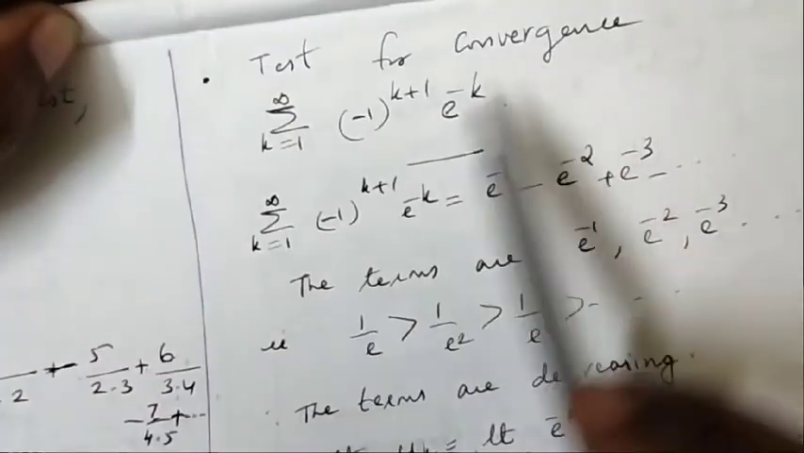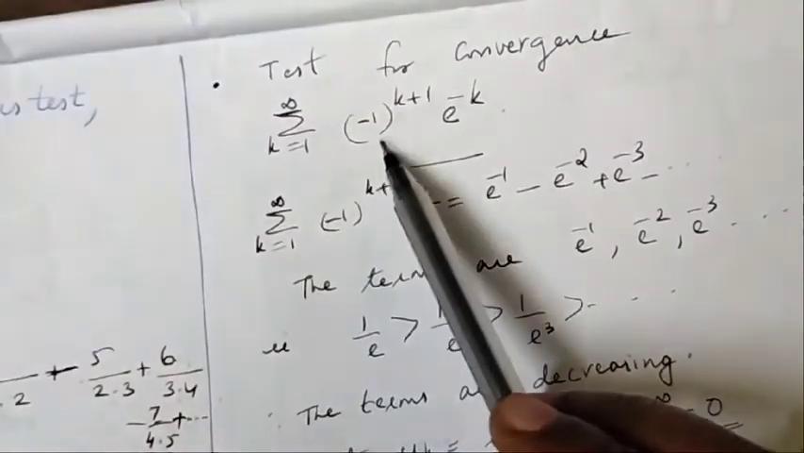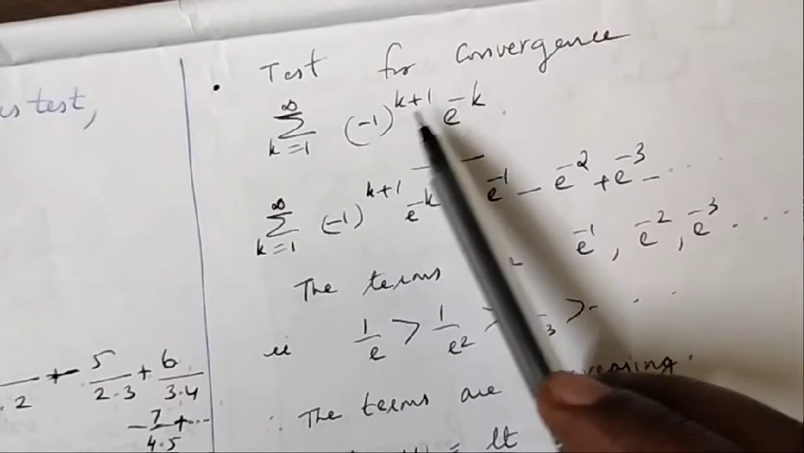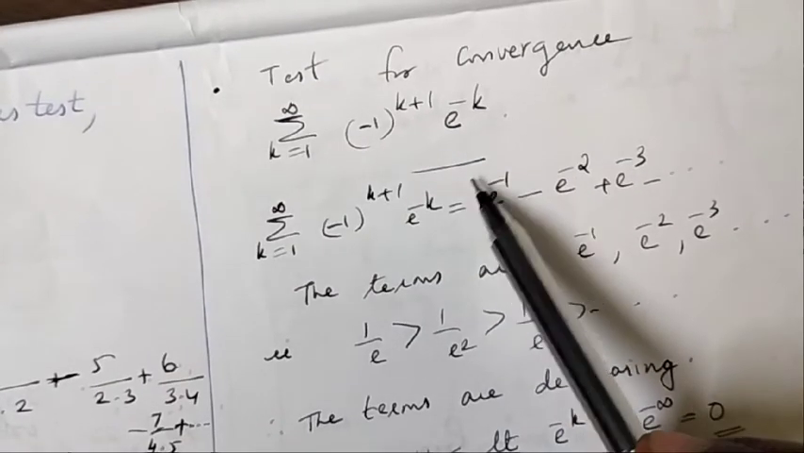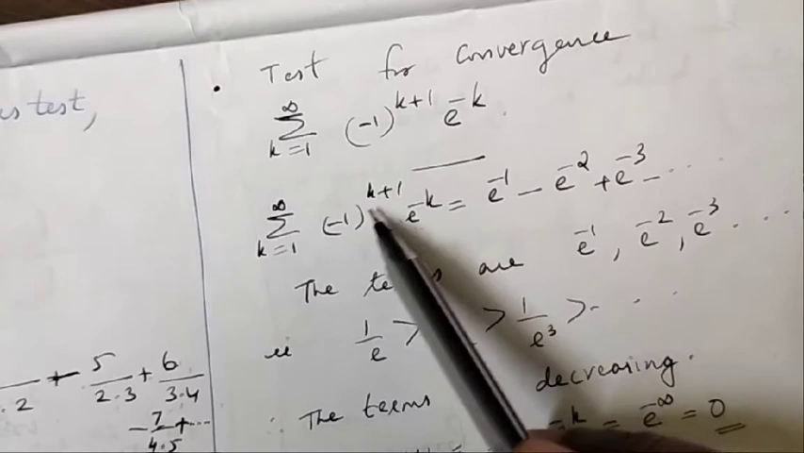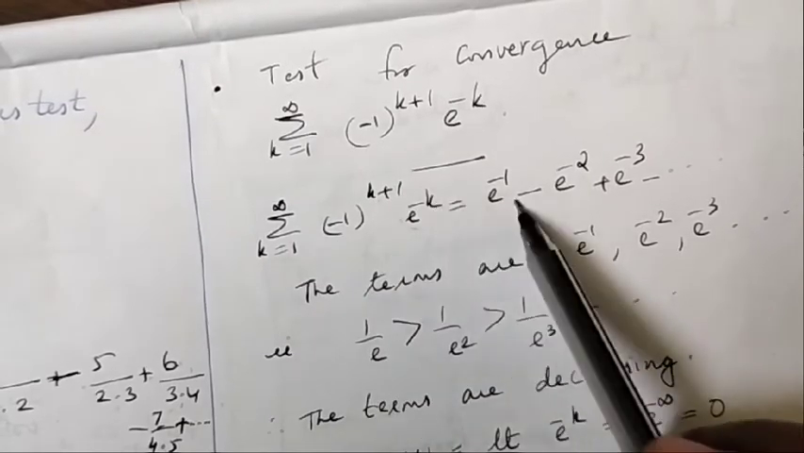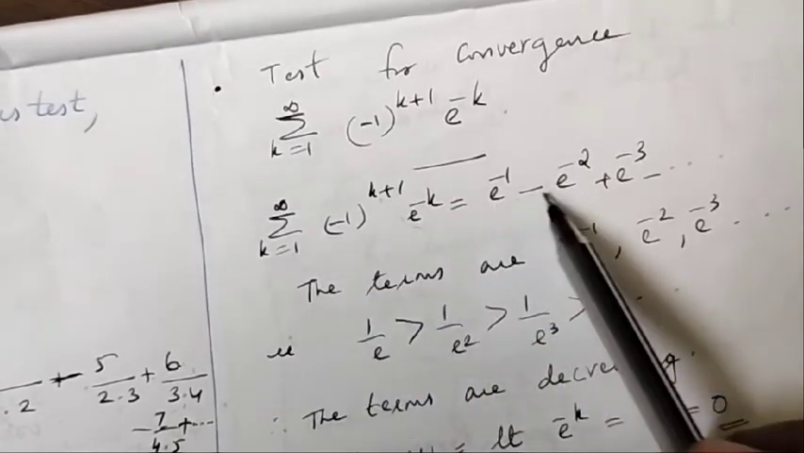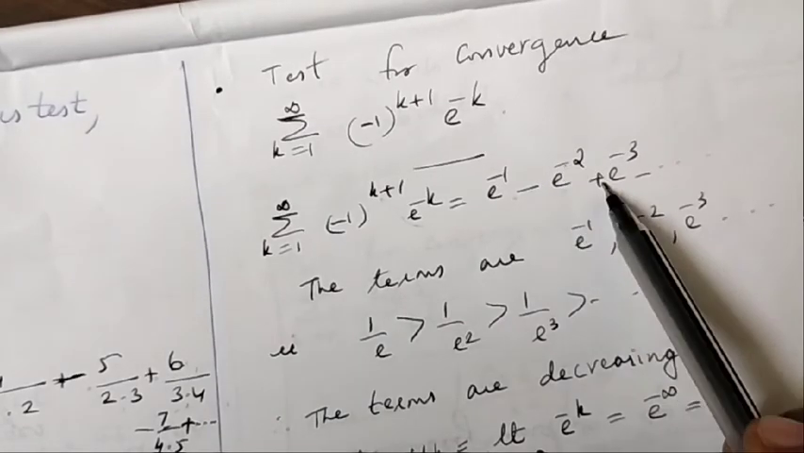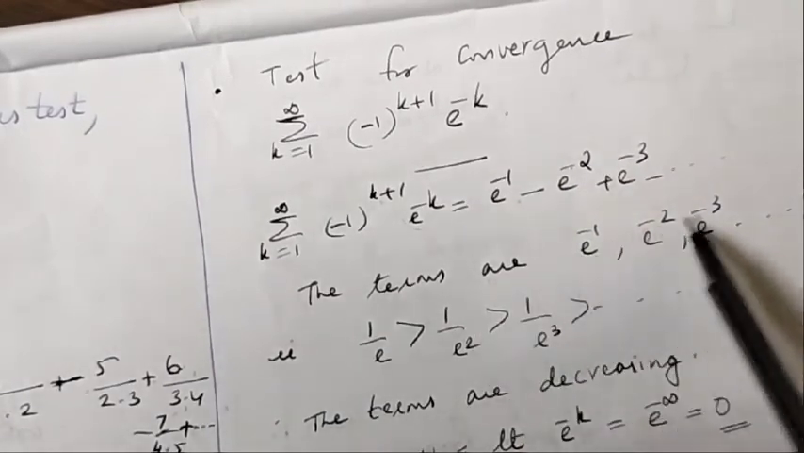Next one, test for convergence: sigma k from 1 to infinity, (-1)^(k+1) e^(-k). So if k is 1, it is e^(-1). If k is 2, minus e^(-2), plus e^(-3), etc. So which are the terms?